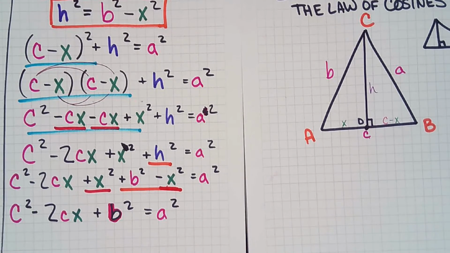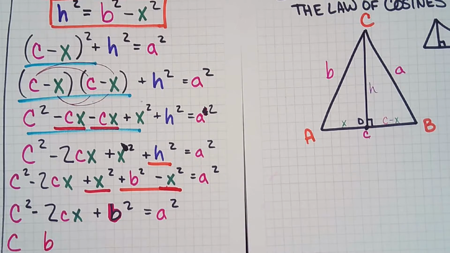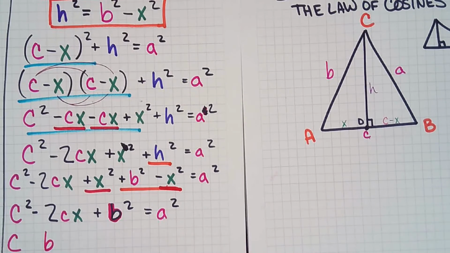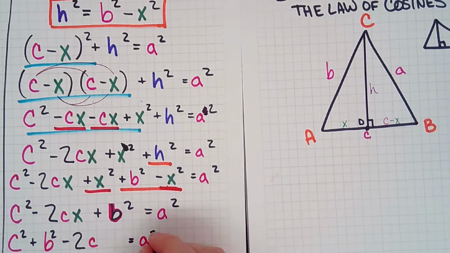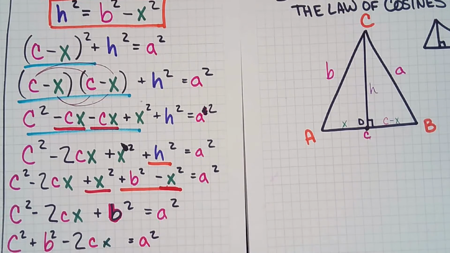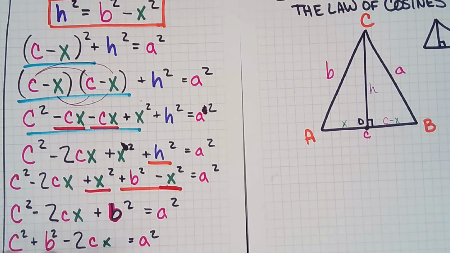I'm going to rearrange that just so the c squared and the b squared are next to each other. So both are positive. So I'm going to be adding c squared and b squared here, and then I'm going to put the minus 2cx afterwards. So c squared plus b squared minus 2cx equals a squared. Okay, cool. So all I did is I rearranged this. I put the b squared before the minus 2cx. So I have c squared and b squared being added together, and then I have the minus 2cx following.